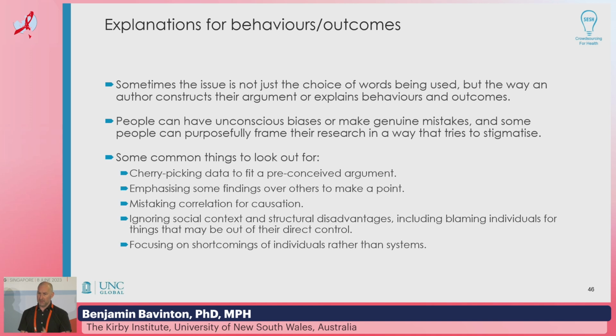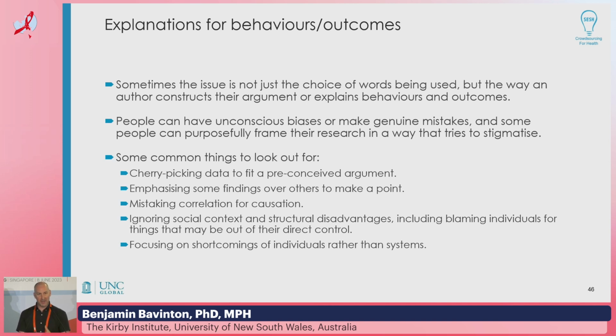I'm just going to skip over those ones to get into this more complicated one. So explanations for behaviours and outcomes can also be stigmatising. This isn't really about the terms that are being used, it's about the explanations that are being provided by people. So sometimes the issue is not the choice of word, but it's how the author constructs their argument.